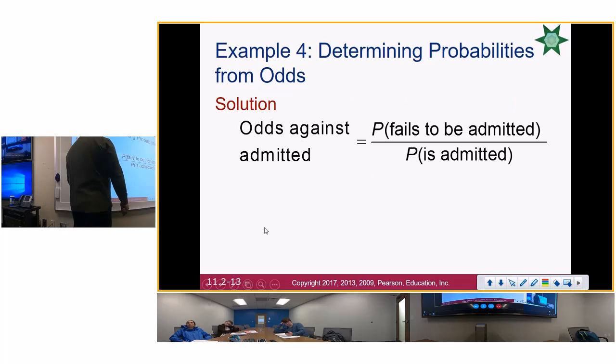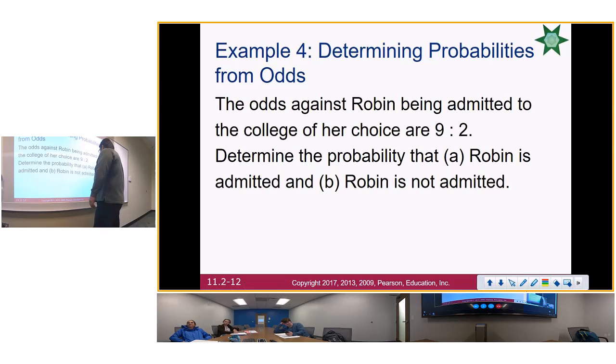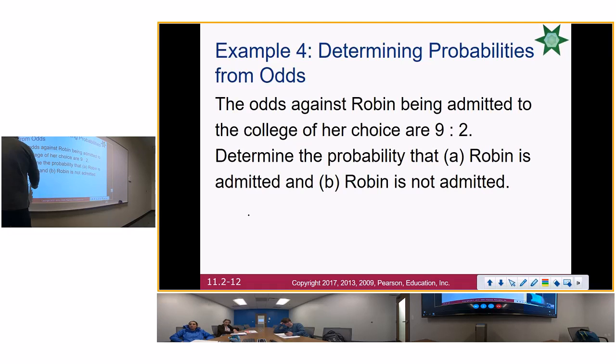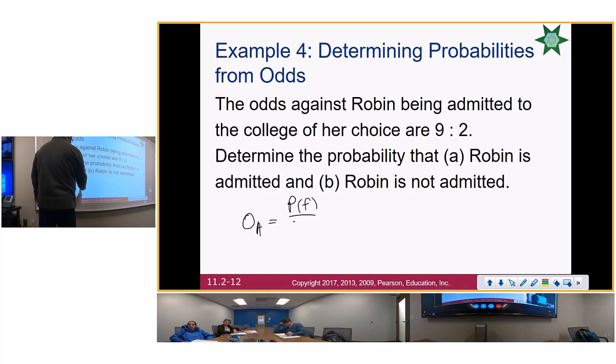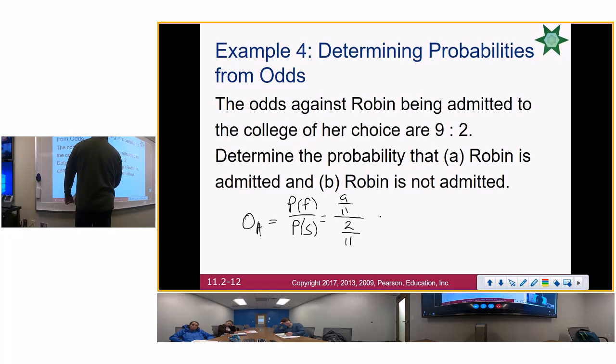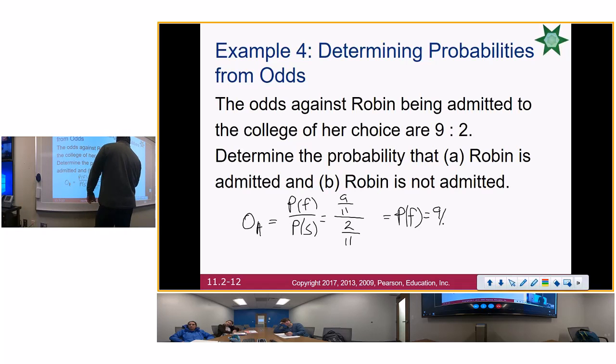So the odds against, I think I'm about ready to quit. There we go. Okay. The odds against is equal to the probability of failure over the probability of success. So that means 9 over 11 over 2 over 11. So the probability of failure is equal to 9 over 11, and therefore the probability of success is equal to 2 over 11.